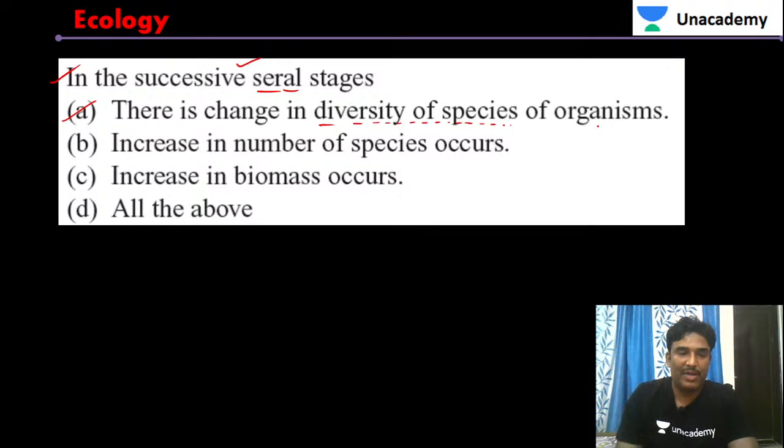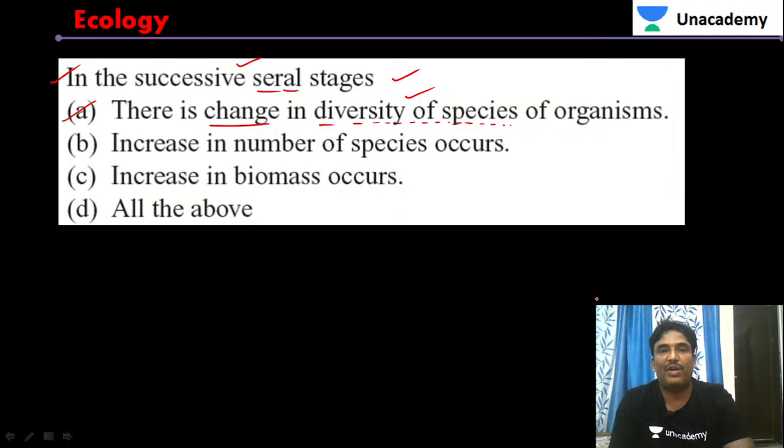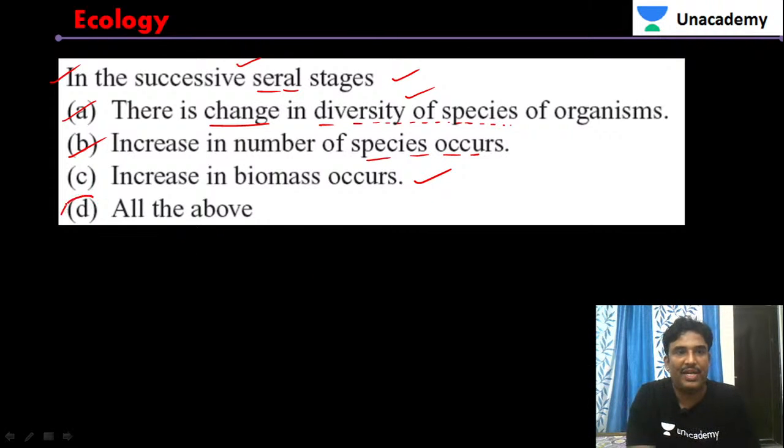Let's come back to our question once again. In successive serial stages, what happens? No doubt there is a change in the diversity of organisms. Similarly, there is an increase in the number of species, because with evolution, due to the availability of food materials and change in climatic conditions, the number of species also changes. Then there is also an increase in biomass. So based on this, we take option D as the answer.